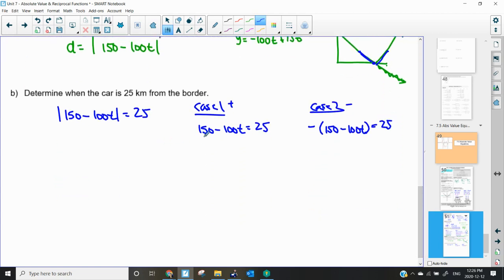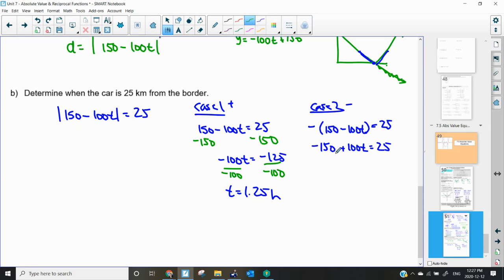So solving the first case here, we have 150 minus 100t. So we're going to move the 150, negative 150, negative 150. And that's going to give us negative 100t is equal to negative 125. And if we divide by negative 100 on both sides, we're going to have t is equal to 1.25 hours. Now for the next case here, we have negative 150 plus 100t equals 25. We would add 150 to both sides, and that gives us 100t equals 175. Dividing by 100 on both sides, we're going to have t equals 1.75 hours.